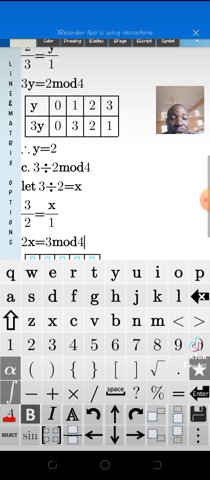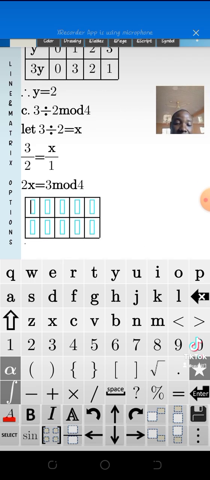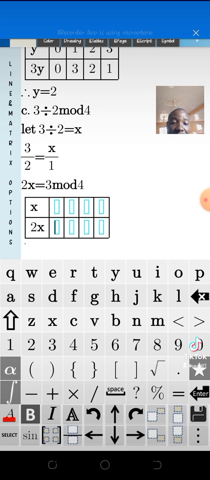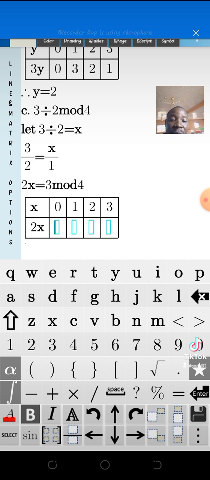So you quickly draw your table like this. This time your table contains x and 2x. So x ranges from 0, 1, 2, and 3 because we are dealing with mod 4. So 2 times 0 is 0. 2 times 1 is 2 in mod 4. 2 times 2 is 0 in mod 4, because 2 times 2 is 4 normally, and 4 into 4 is 1 remainder 0. Then 2 times 3 is 6, but it's going to be 2 since we are dealing with mod 4.